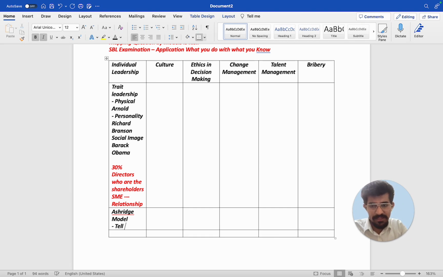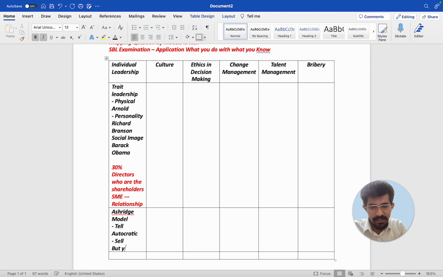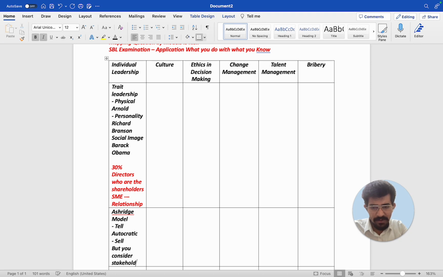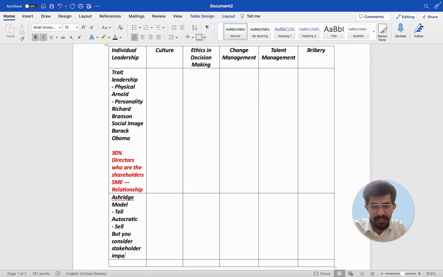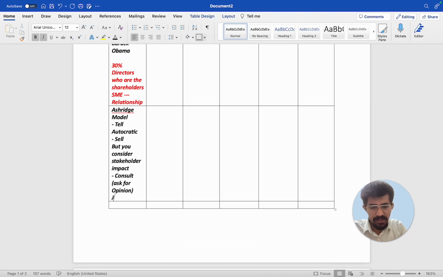One is known as tell, that is the autocratic style. That means you just tell the employees to do what you want, and they must do it. And then sell: still an autocratic style, but you consider stakeholder impacts. You don't disclose them to the employees, but you think towards that also. Then the next one is the consultation style, where effectively you ask for opinion only. And the last one, students, we call the join or the democratic style.